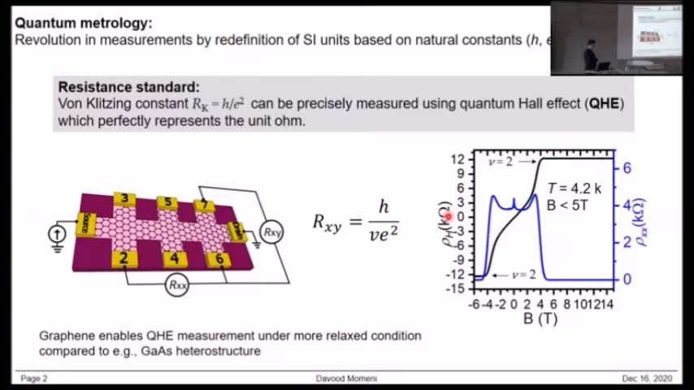So in the field of electrical quantum metrology, the unit of electrical resistance can be redefined using the von Klitzing constant. This has so far been achieved in conventional semiconductors like gallium arsenide, but it's also possible in graphene. The main advantage of graphene is that it enables quantum Hall effect measurements at pretty high temperatures and lower magnetic fields. This has motivated metrology institutes to pursue graphene-based quantum resistance metrology.